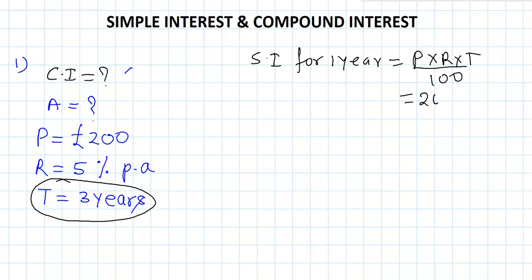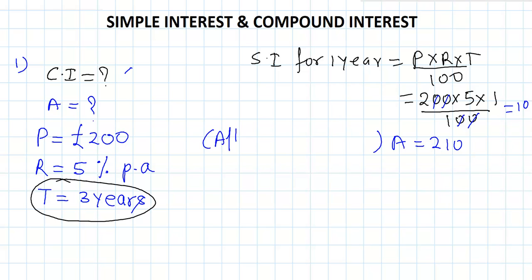So let's do it. P is 200, rate is 5, and time is 1, because we are calculating for 1 year. Divided by 100, the 2 zeros cancel. So we got 10. Right? So after 1 year, how much money do we have in our bank account? 200 plus 10, so amount will be 210. Let's write down here: after 1 year, we have amount 210 pound.